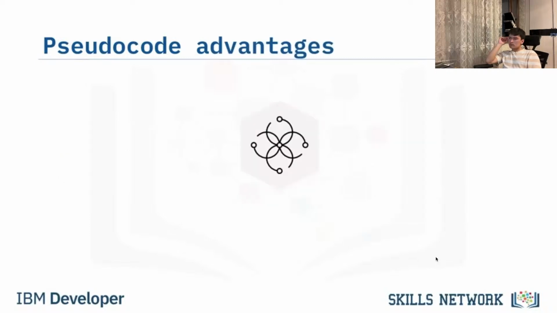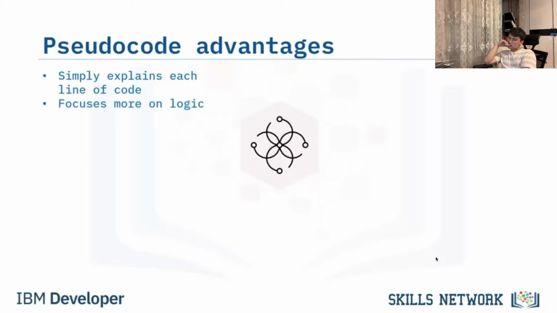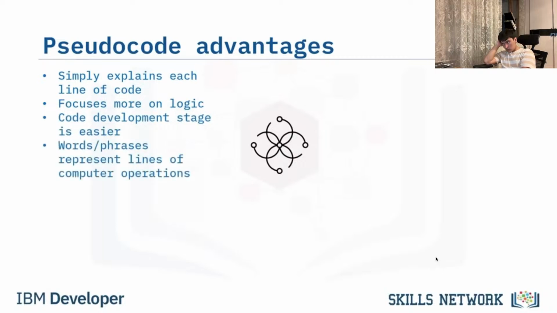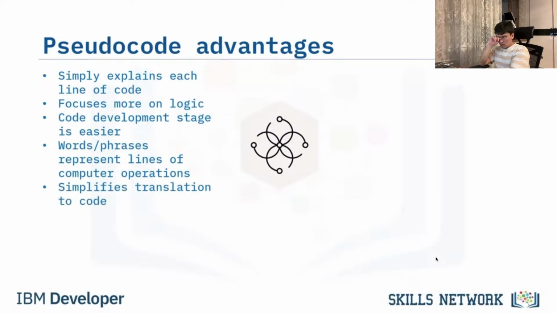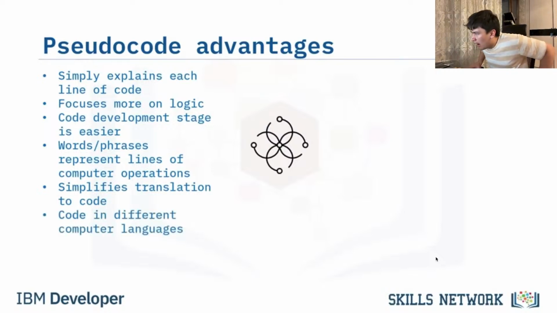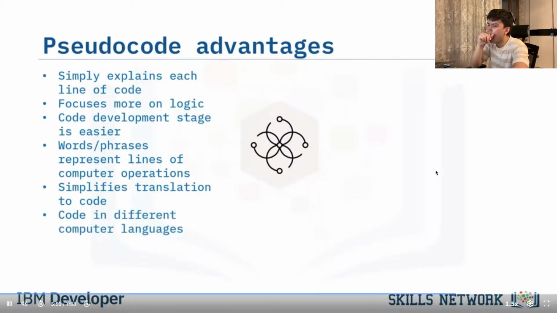There are many advantages of using pseudocode over flowcharts. The main benefit of pseudocode is that it's simple and explains exactly what each line of an application should do. The coder can focus more on logic than on program language syntax. Removing the distractions of coding when using pseudocode makes the code development stage easier. Words and phrases in pseudocode represent lines of basic computer operations that simplify translation from the pseudocode algorithm to the specific programming language. Pseudocode allows programmers working in different computer languages to interact with each other.